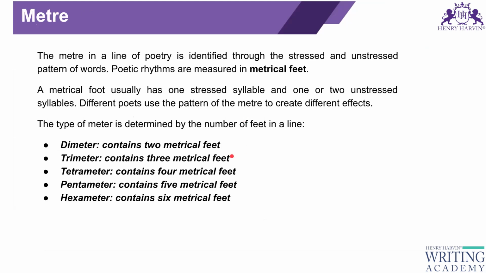Now there are different types of metricals. These are the metricals which you are going to use in your poems. Every line is known as a metric. If it is dimeter, it contains two metrical feet. Tri means 3, tetra means 4, penta is 5, hexa is 6, hepta is 7, octa is 8. So likewise, you have different types of metrical feet. Every poem has its rhythm measured in metrical feet.